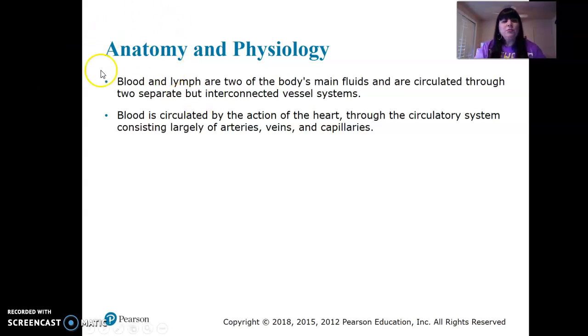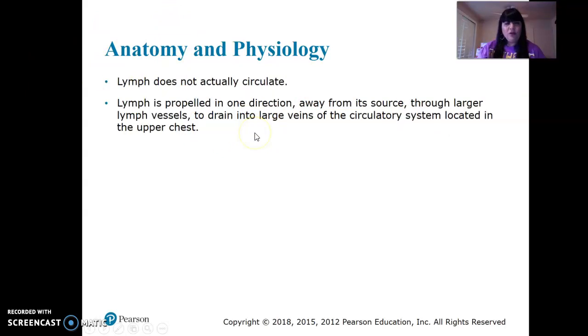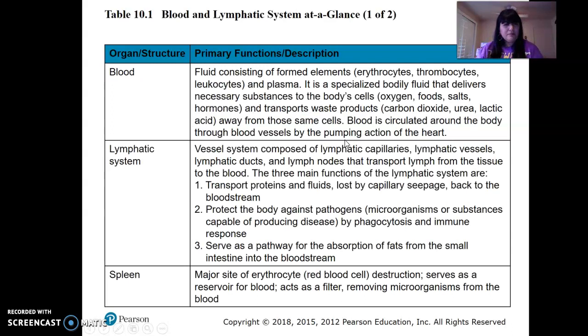Okay. So blood is circulated by the action of the heart through the circulatory system. Lymph does not actually circulate. They're closed-ended tubes and the fluid goes in and then gets dumped into the circulatory system. It says it's propelled in one direction away from its source through larger lymph vessels that drain into the large veins of the circulatory system, and now the fluid is back in the circulatory system.